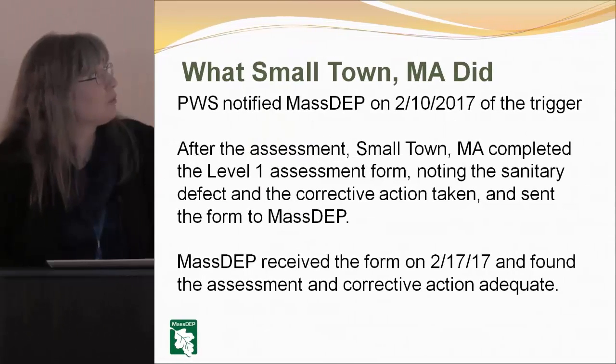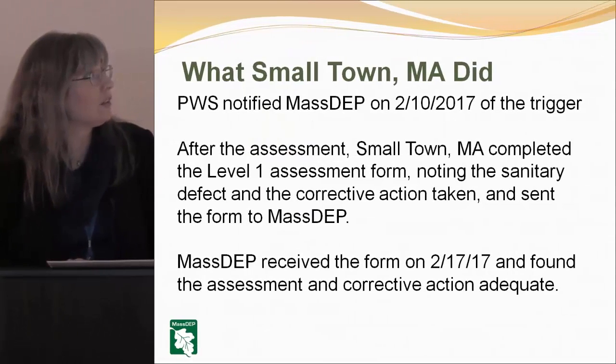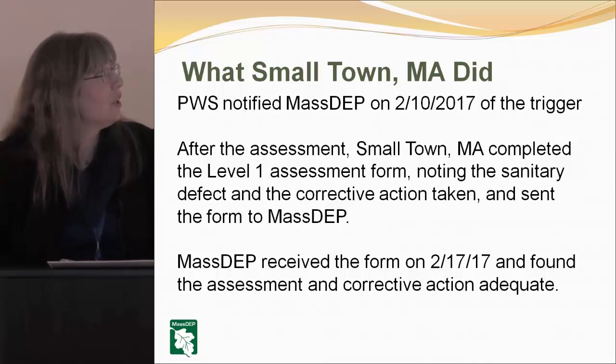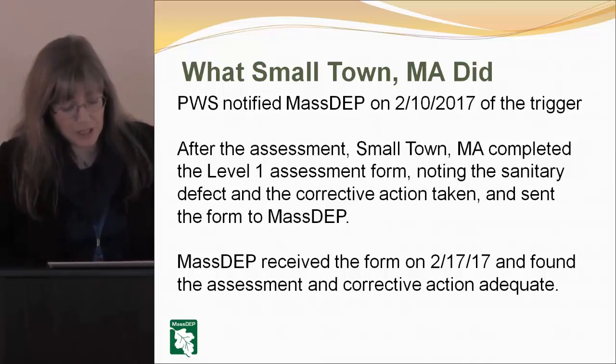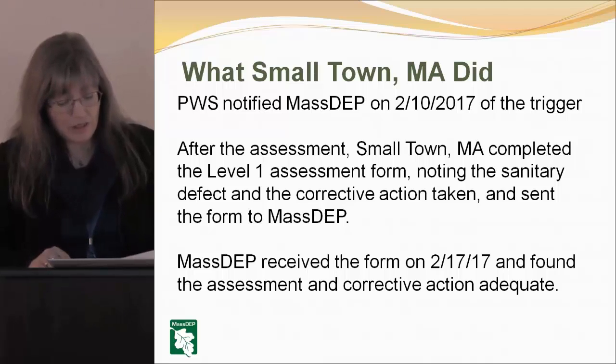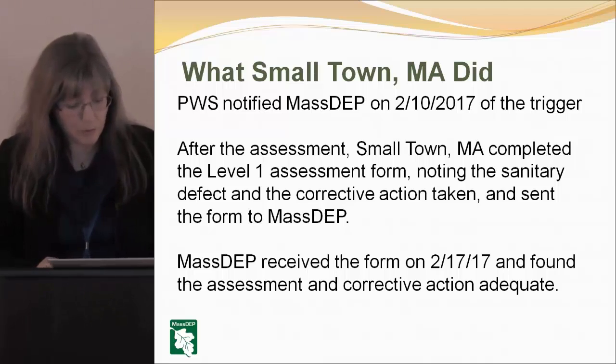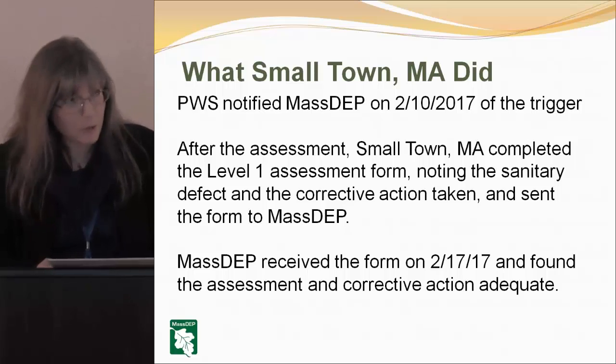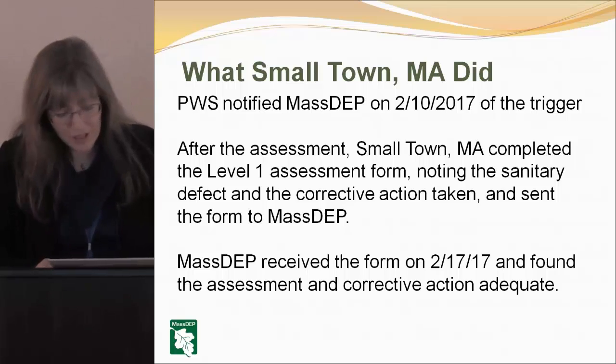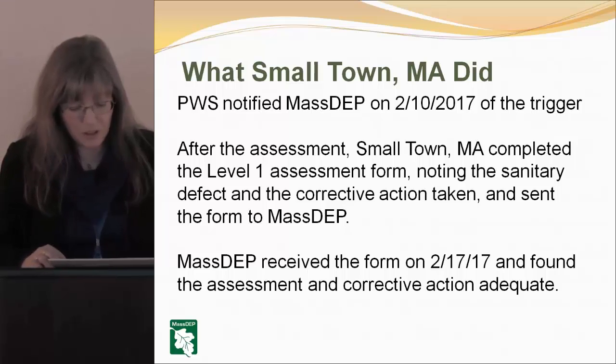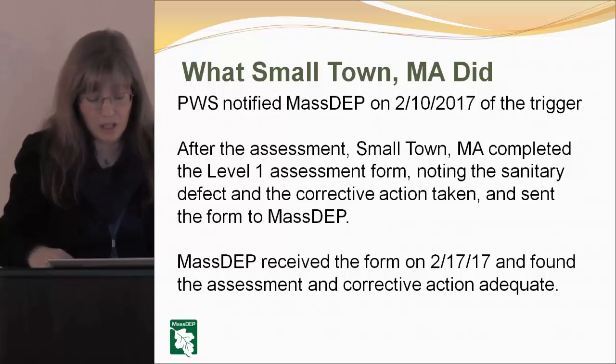What did Small Town do? They notified the DEP on February 10th of the trigger. They went in and completed the assessment form. They noted the sanitary defects and the corrective action taken, and they sent the form to the DEP. The DEP received the form on the 17th, and they found the assessment and the corrective action adequate.